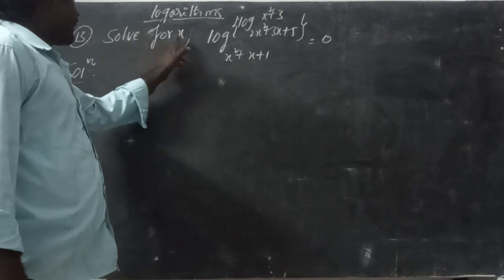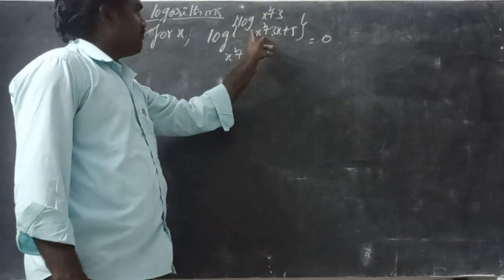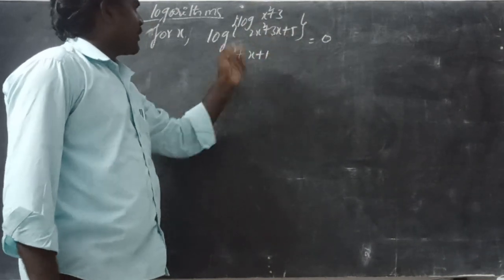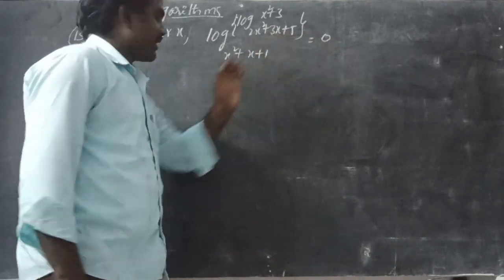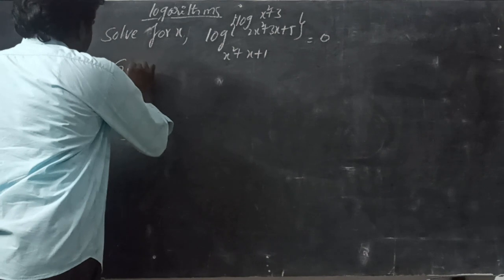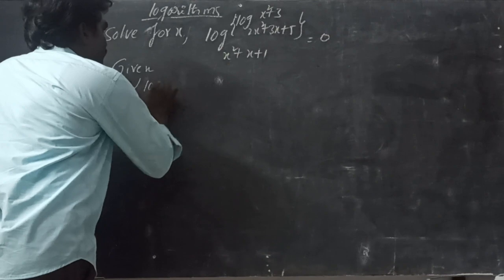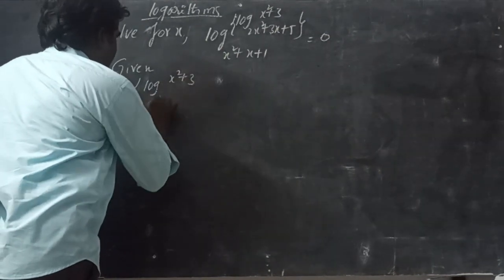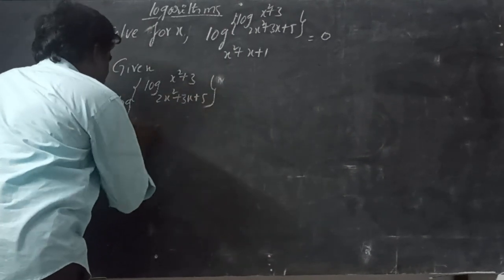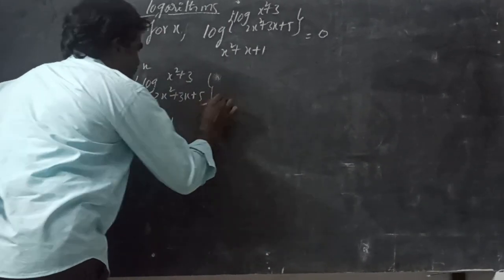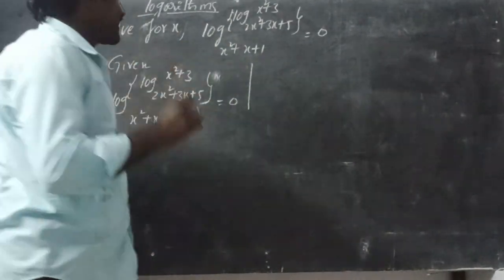Next, solve for x: log base (x² + 3) of (2x² + 3x + 5) base (x² + x + 1) is equal to 0. So first, write down what is given. So log base (x² + 3) of 2x² + 3x + 5 base x² + x + 1 is equal to 0.